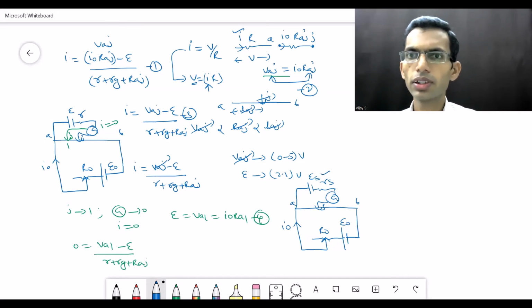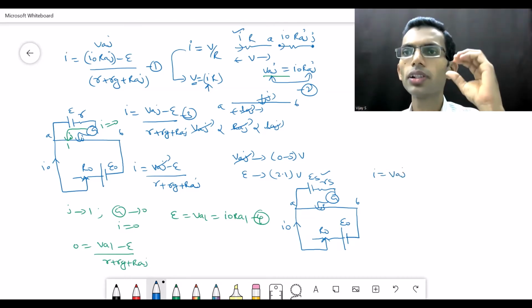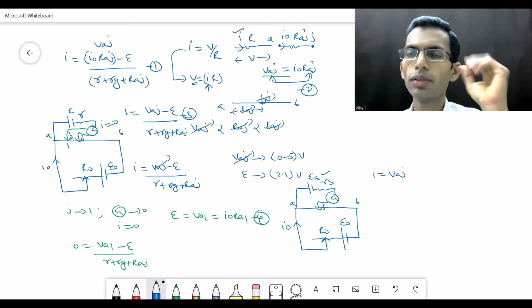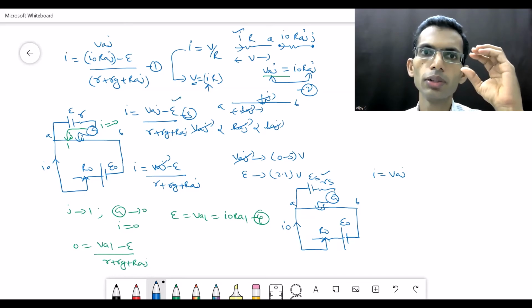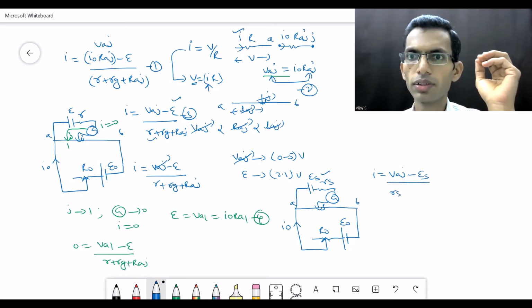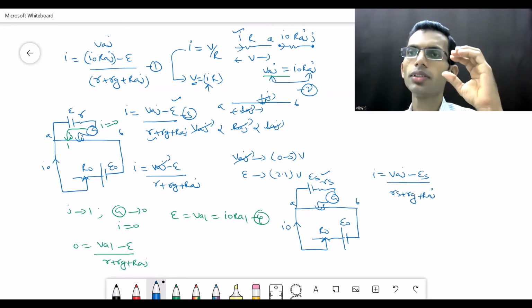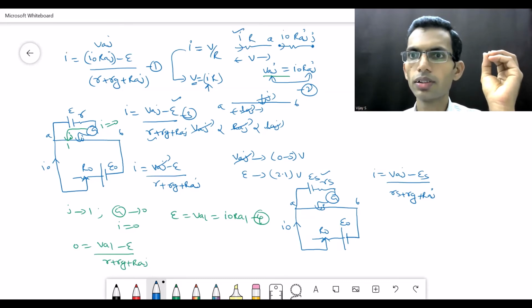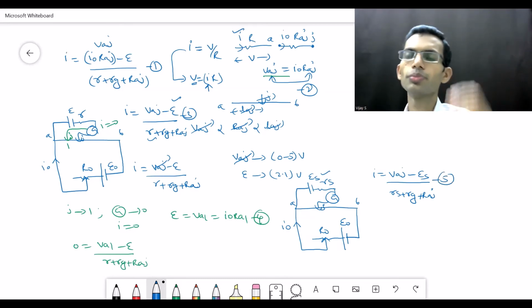From equation 3 we can write I is equal to VAJ over the same expression, but in place of the cell parameters we get the standard cell parameters. In place of E and R, we get ES and RS. That is the only difference as we replace the cell with the standard cell. This is equation 5.